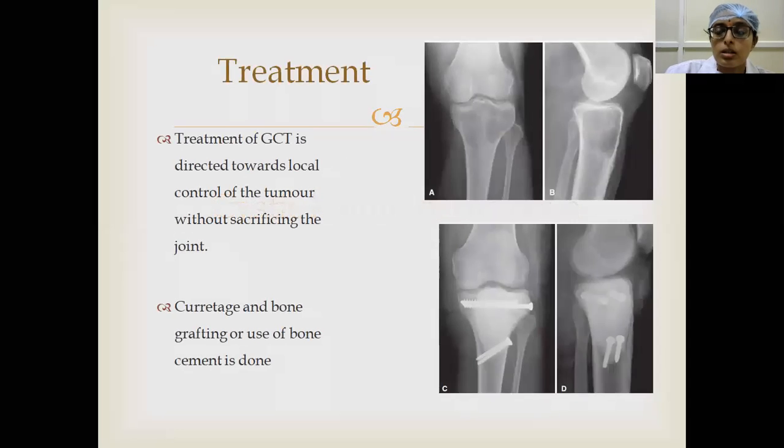So this is all about GCT, and one more small point I want to add is that there is a grading called Campanacci grading in GCT. This is beyond the scope of your subject discussion, but to be on the safe side, it may be asked in some entrance exam or quiz. So that's why I'm telling this classification name. Remember the name, Campanacci classification. There are 3 grades: grade 1, grade 2, grade 3. As the grade increases, the aggressiveness of the tumor increases. There will be a breach in the cortex, and the size of the tumor will also increase. So please remember the name.